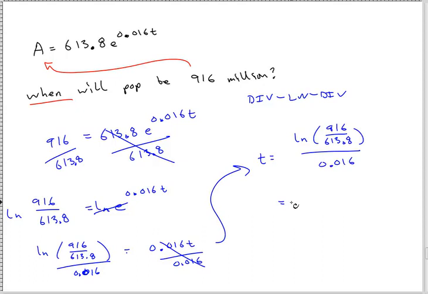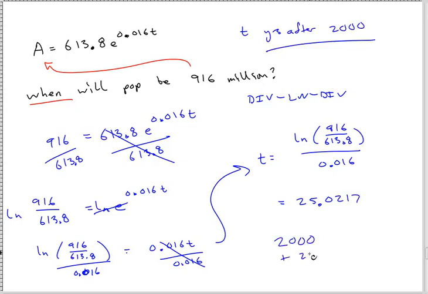Divide, ln, divide. And so I've got 25.0217. This is in years. And, you know, I forgot to write down what it had. So it would be, let's just say t is years after 2000. I'm just making something up. I can't remember what that problem was. And so then we would have the 2000 plus the 25 to make 2025 as my final answer.